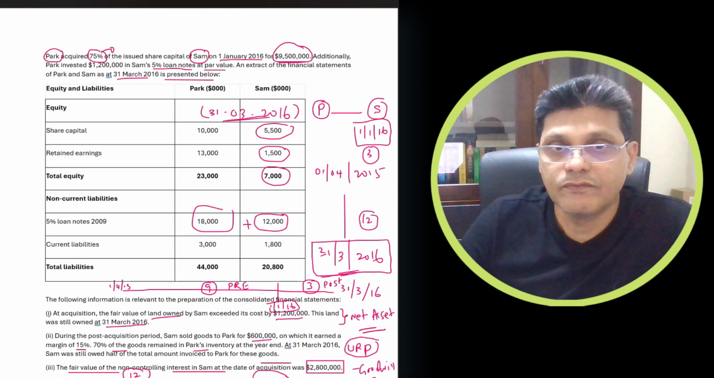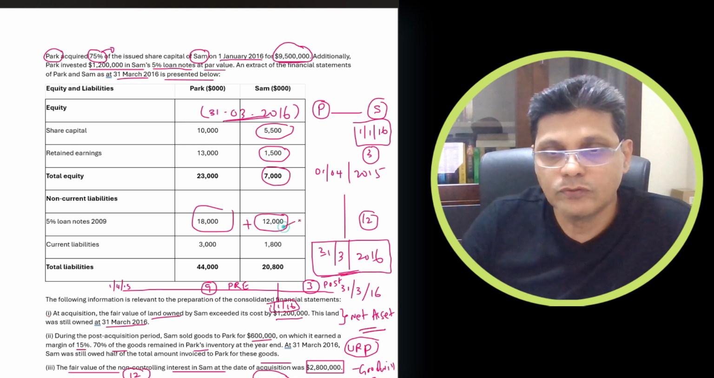However, you are given in the question, additionally, that Park invested 1.2 million in SAM's 5% loan notes at par value. Now this 12 million that Park has invested in SAM's company. So Park has invested 1.2 million in SAM's 5% loan notes. This 12 million includes 1.2 million. So 1.2 million loan notes included here. It's a liability for SAM towards Park.